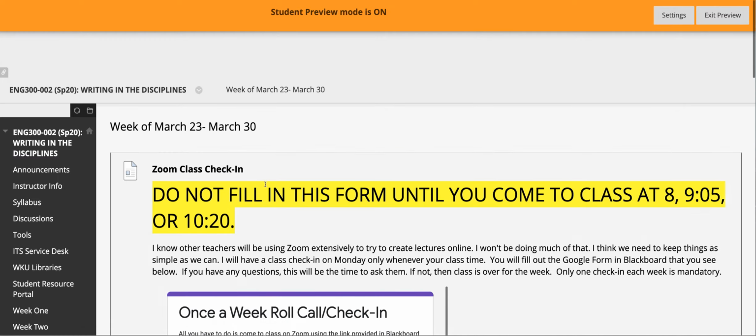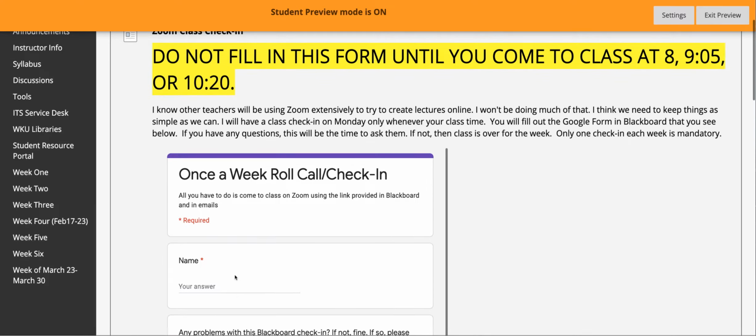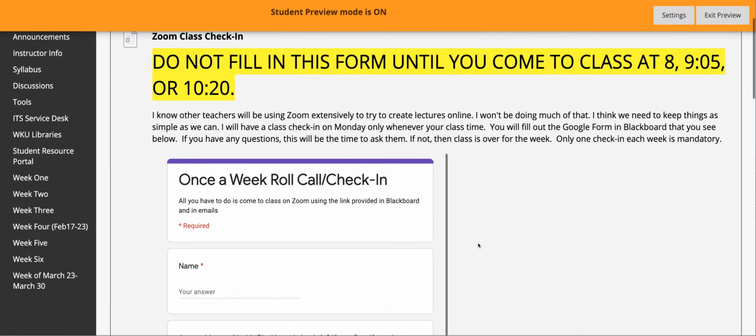The first thing, and the only thing you have to do synchronously, in other words, by the clock, is to check in at your 8 o'clock, 9:05 or 10:20 class. You have to check in for a few minutes. All you have to do is come to class and sign in your name right here. And if you have any questions or problems with this check-in, because I know some of you are working, maybe you have different schedules now that we've gone all online, tell me if you're having any problems with that as well. We can work it out. That should be the mantra here. We can work it out.